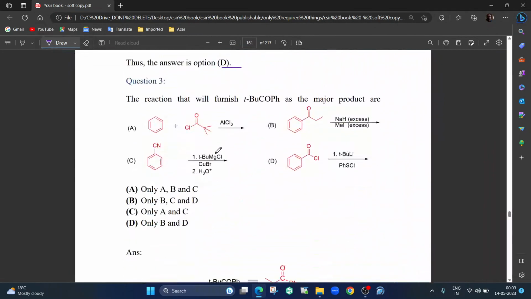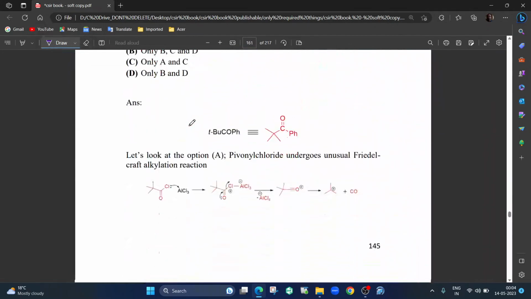Next question: the reaction which will furnish tertiary butyl C double bond O Ph. So it's a ketone, okay, and the major product are... They have given these reactions, and all of them look like they will give it, but this was an interesting question, and the one which looked most likely is not the right answer. So you know, tertiary butyl COPh is basically this, okay.